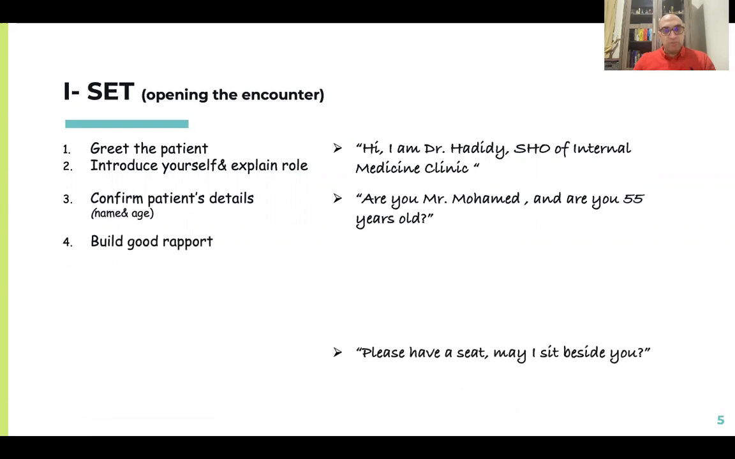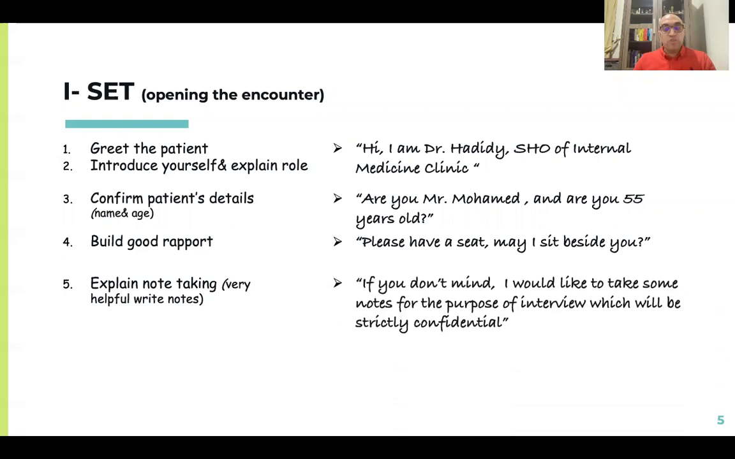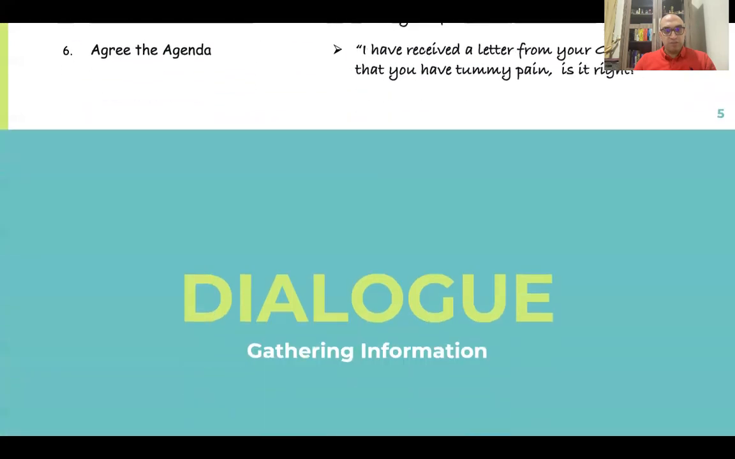Then build good rapport by saying, "Please have a seat. May I sit beside you?" Then explain note-taking, which is very helpful during the station. If you don't mind, I would like to take some notes for the purpose of the interview, which will be strictly confidential. At the end of the introduction, agree the agenda. I have received a letter from your GP stating that you have tummy pain. Is it right? Usually, history taking starts with the GP letter.